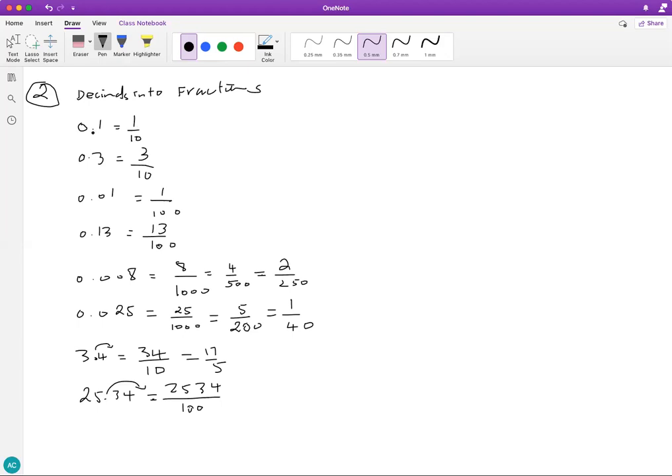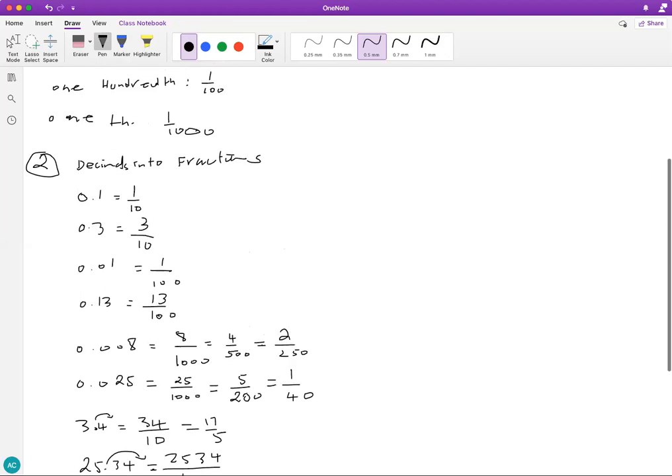Just move the decimal. See here, we moved the decimal once. That's why we have 10. We moved it once, 10. We moved it 3 times here. It became 8. And since we moved 3 times, we put 1,000. So it's very simple.